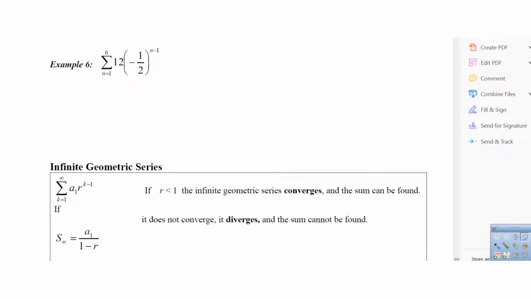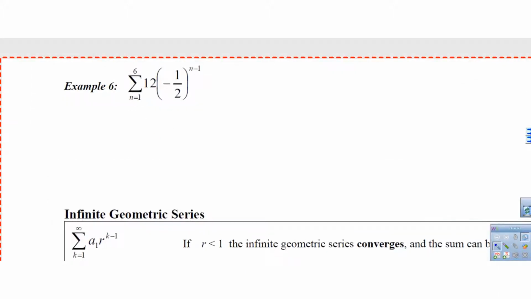It looks scary. It's not scary at all, I promise. Find the sum, summation of the first blank terms. How many terms are we finding the sum of? 6. You know that because it's right there. So, formula: I know that this is geometric. The reason is because I have something raised to a power of n. So my ratio is going to be -1/2, and it's geometric.